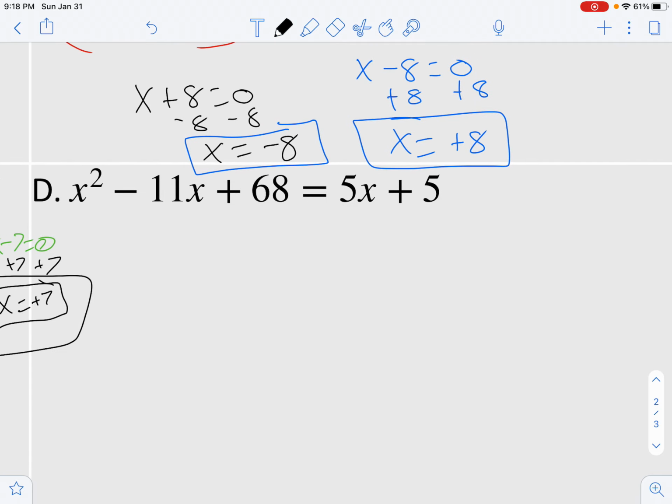So, okay, just a couple more examples here. In order to get this to equal 0, I'm going to have to move both of these over here. In order to move them, I have to do the opposite to both sides.